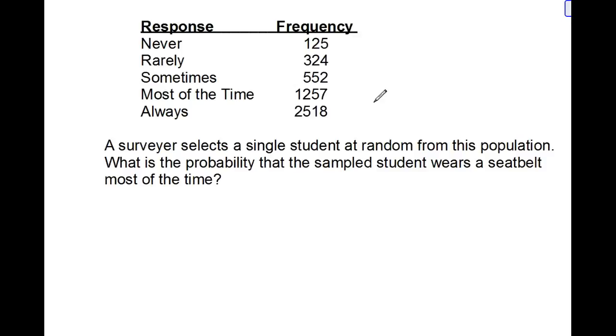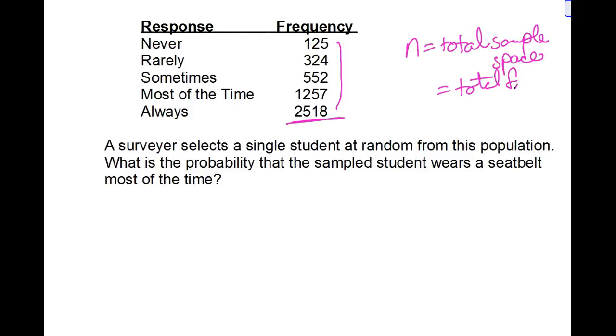So the first thing that we need to do is find out what our sample space is. Well, our sample space is all of these students here. Therefore, we need to know the total number of students that were asked. So we add these up. Our N, or our total sample space, is our total frequency. Whenever we add these up, N is equal to 4,776 students that were surveyed for this particular survey.